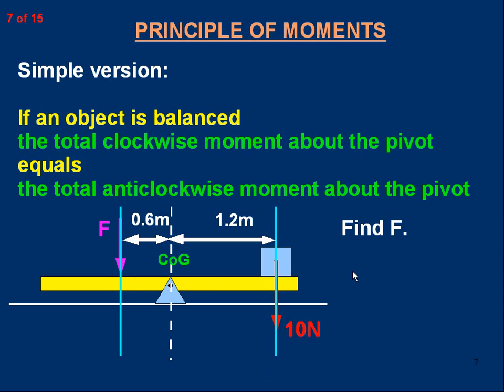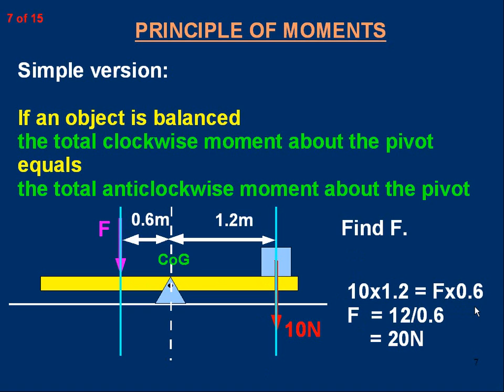So, from the principle of moments, we can write this equation down. Clockwise moment equals anti-clockwise moment. 10 times 1.2 was the clockwise. The anti-clockwise was F times 0.6. Then all we have to do is rearrange the equation. It gives us 20 newtons for F. Hope that makes sense. That's very important. Again, if it's not clear, pause, look at that very carefully.